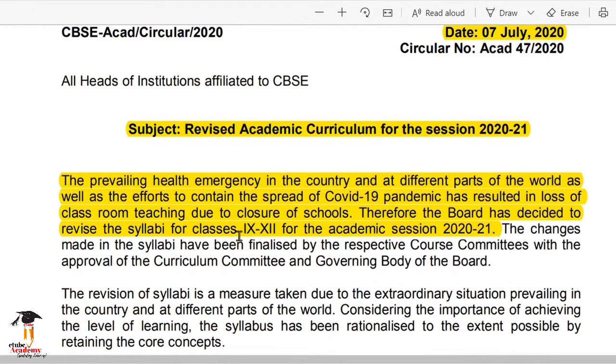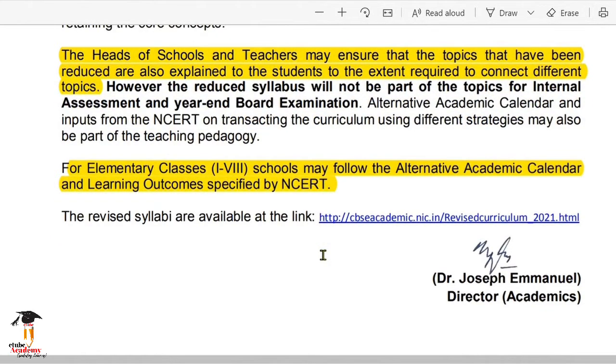The prevailing health emergency in the country and in different parts of the world, as well as the efforts to contain the spread of the COVID-19 pandemic, has resulted in loss of classroom teaching due to closure of schools. Therefore, the board has decided to revise the syllabi for classes 9 to 12 for the academic session 2020-21. The heads of schools and the teachers may ensure that the topics that have been reduced are also explained to the students to the extent required to connect different topics. However, the reduced syllabus will not be part of the internal assessment and year-end board examination.